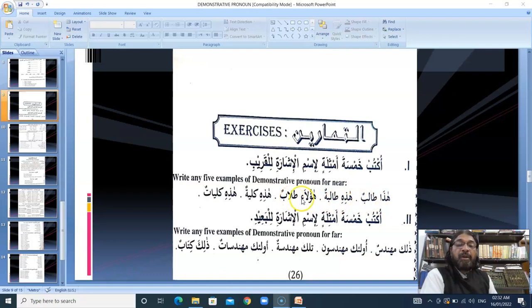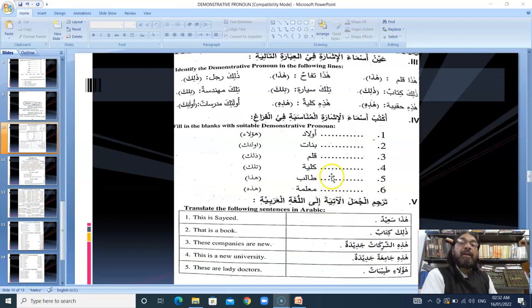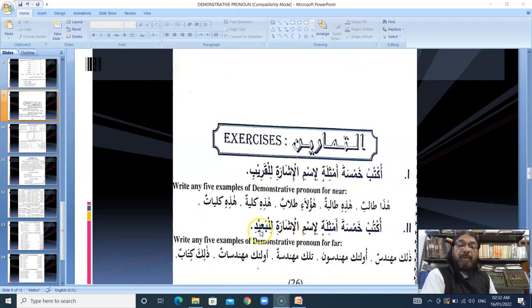Haulai tullabun, these are students. Hazi kulliyatun, this is a college. Hazi kulliyatun, these are colleges. Then after, uktub khamsat amsila li ismi al-isharati lil ba'id. Qarib here, the ba'id. Zalika muhandisun, that is an engineer. Ulaika muhandisuna, those are engineers. Tilka muhandisatun, that is an engineer, female. Ulaika muhandisatun, those are female engineers. Zalika kitabun, that is a book.